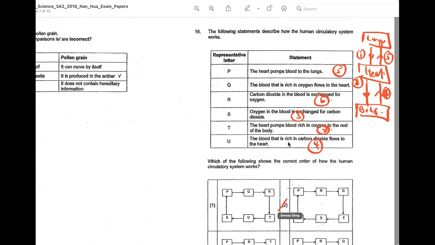You have P, sorry, you have Q, then you have T, then you have S, then you have U, and then you have P, and lastly, the gaseous exchange that happens at the lungs, number 6, which is R. So answer is 2.